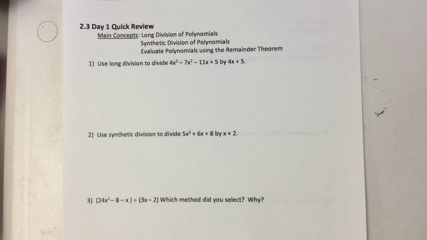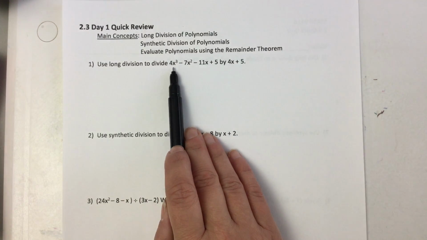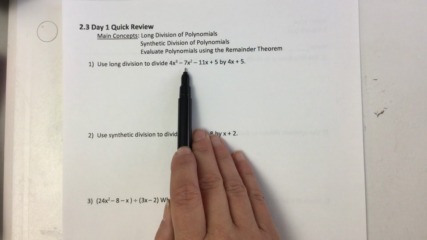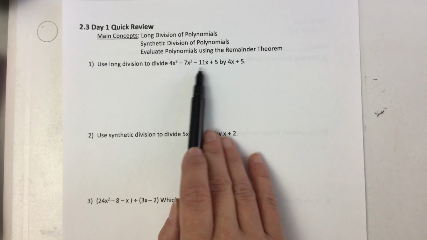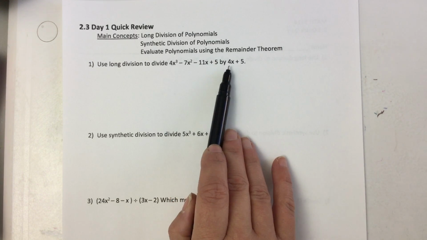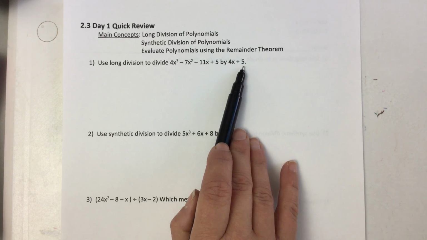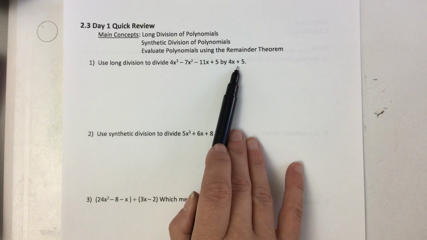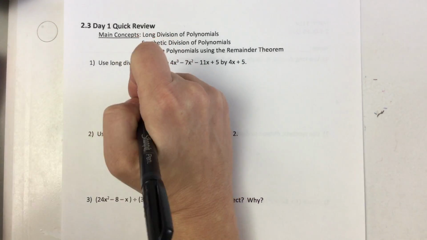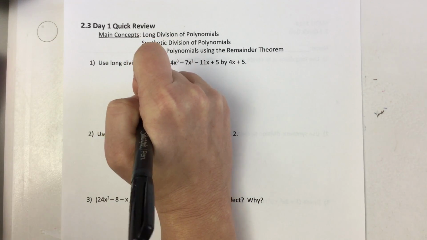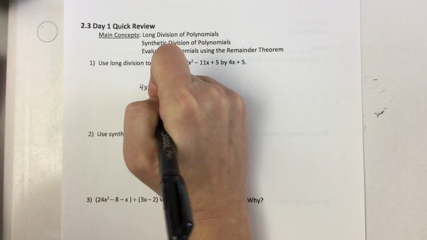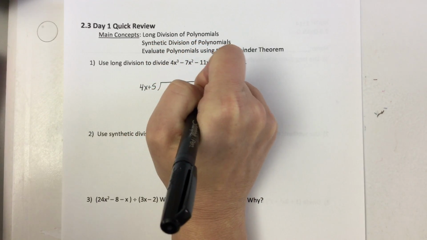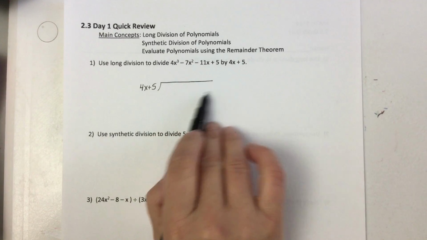So let's get started. The first example asks us to use long division to divide the polynomial 4x cubed minus 7x squared minus 11x plus 5 by 4x plus 5. Remember, whatever you are dividing by, in this case that's 4x plus 5, that's what goes on the outside. So 4x plus 5 goes on the outside.